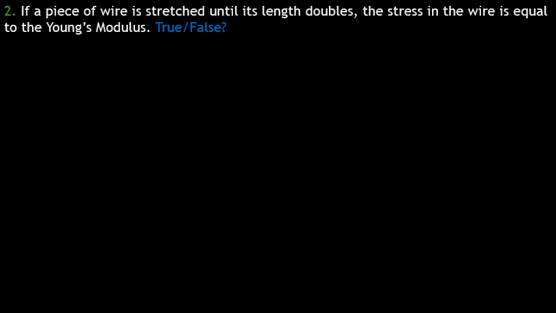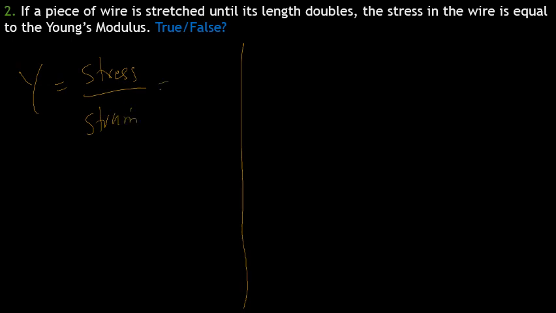So if a piece of wire is stretched until its length doubles, the stress in the wire is equal to the Young's modulus. True or false? So let's see. We know that Young's modulus is equal to stress over strain, that is F times L0, the original length, all over the area times the extension. This was the formula we saw in section 1.